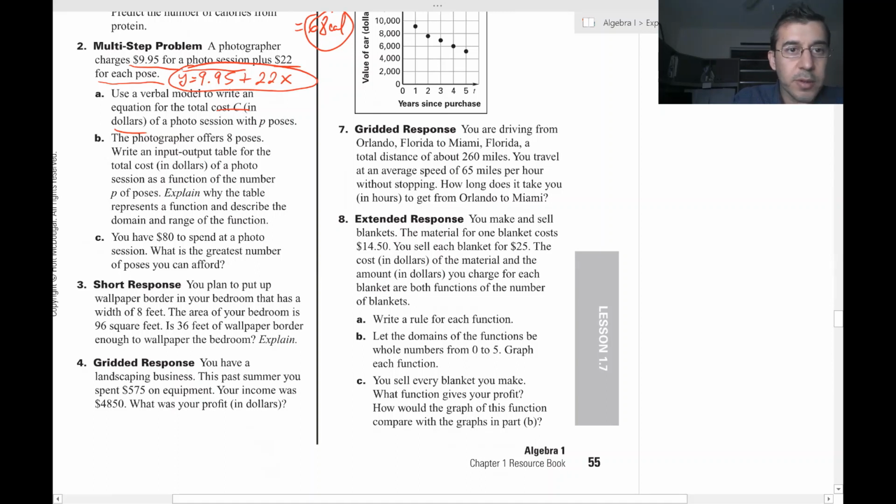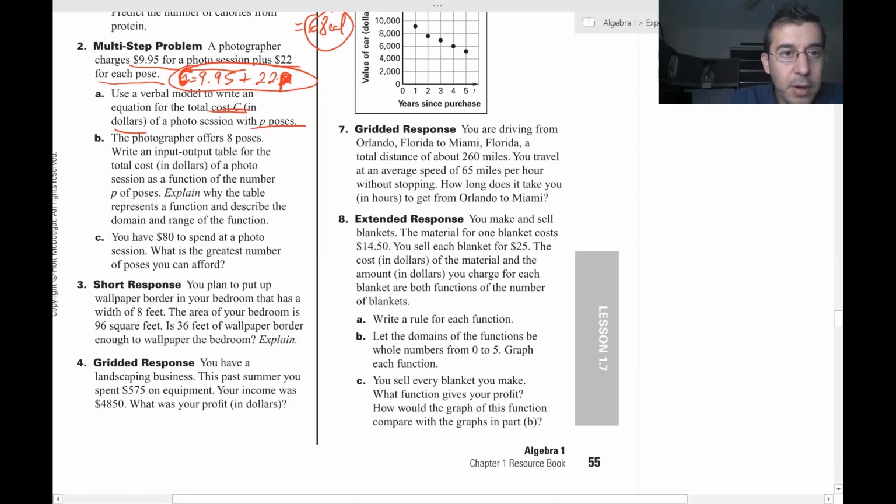Total cost C, so you can say the total cost C uppercase equals 9.95 plus 22 P poses. So instead of X, we have P poses and total cost is C. So C uppercase equals 9.95, which is the fixed cost, plus $22 times P poses.